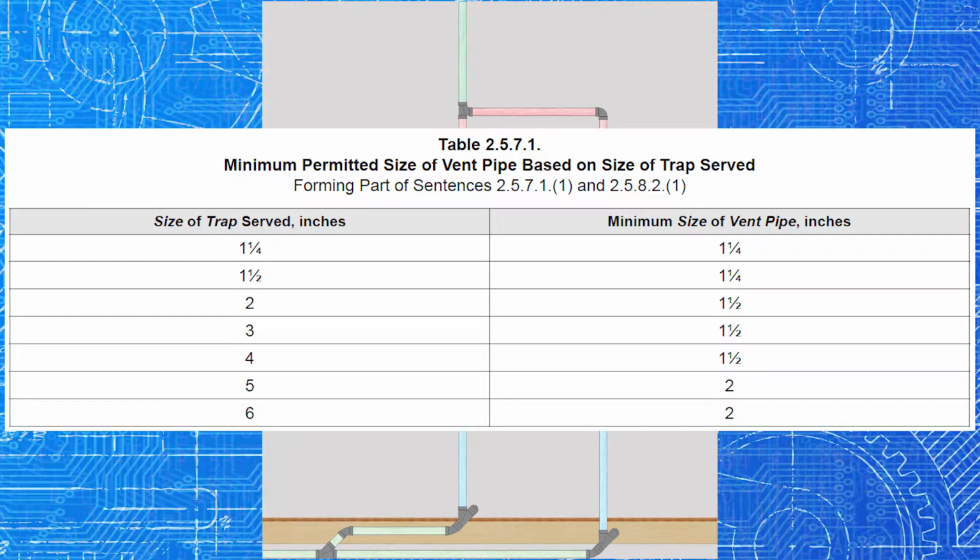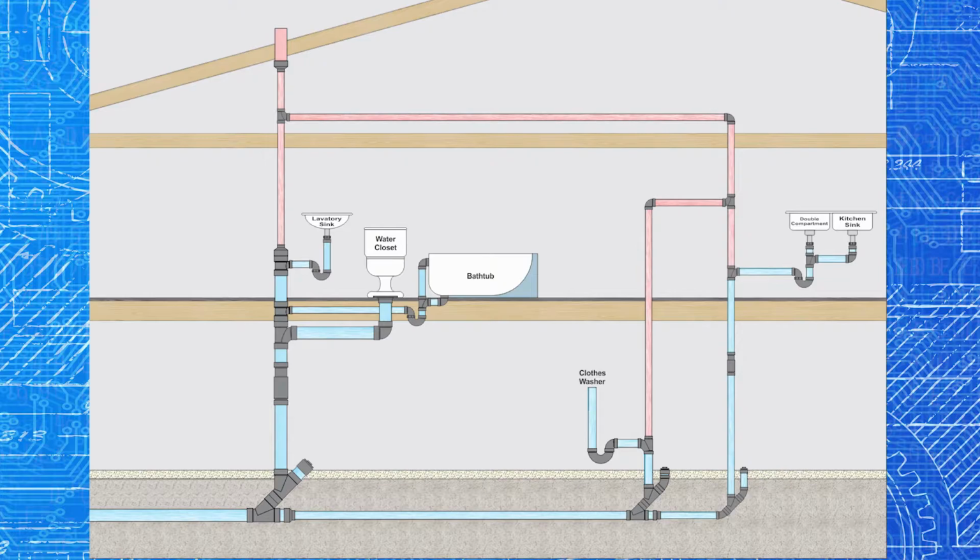I have two 1 1/4 inch traps. I look at table 2571 and it tells me that I can have a 1 1/4 inch vent pipe serving that. Alright, let's go through one more example to show this again.